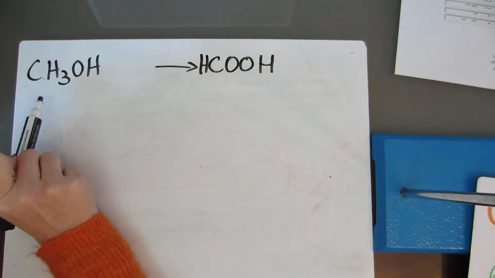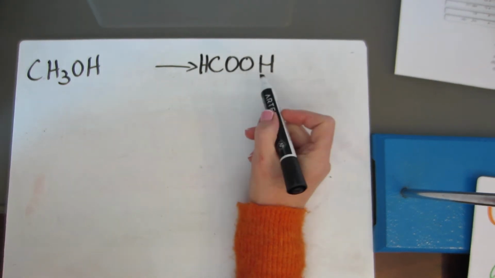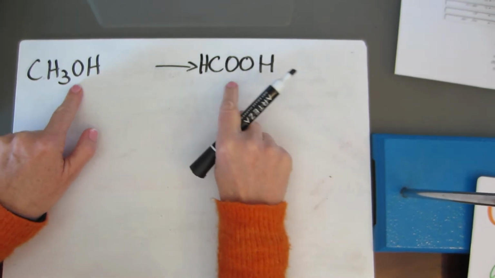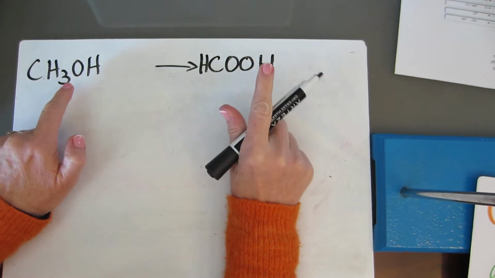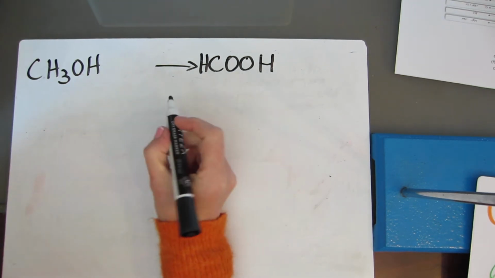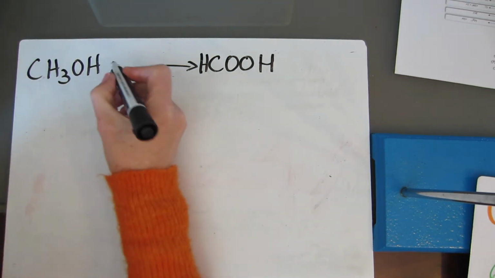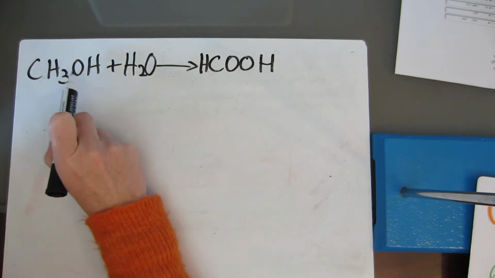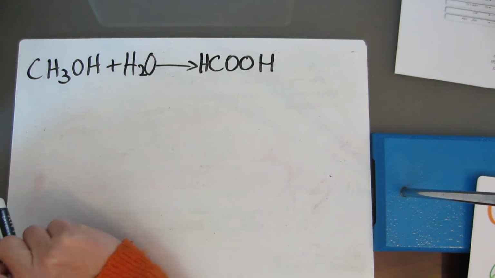So this is methanol being oxidized to methanoic acid. So let's apply our rules. 1 oxygen, 2 oxygens. So how do we balance for oxygens? With water. So 1 H2O over here. 1, 2 oxygens, 1, 2 oxygens.